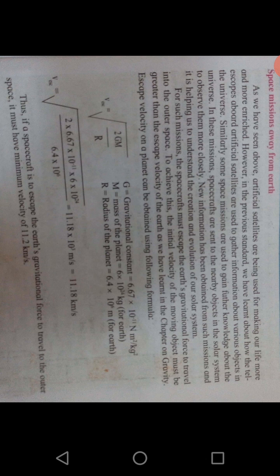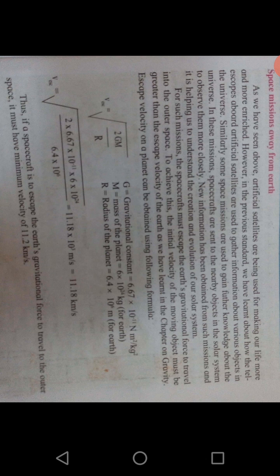So you all students do this calculation in your notebook. We get the answer 11.18 km per second. If a spacecraft is to escape the Earth's gravitational force to travel to outer space, it must have a minimum velocity of 11.2 km per second. So you can use this formula to find the escape velocity of any planet.